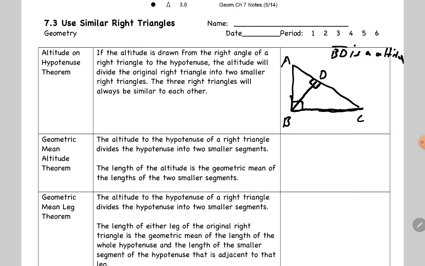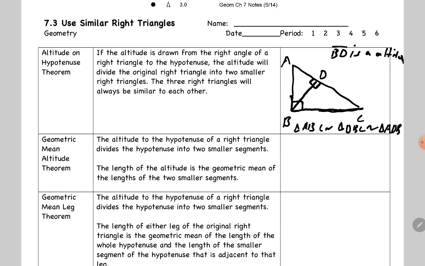And what it says is the altitude will divide the original right triangle into two smaller right triangles, and all three triangles, so the big one, triangle ABC, the triangle ADC, triangle DBC, which is the right triangle, and triangle ADB, which would be the left triangle, they're all similar.